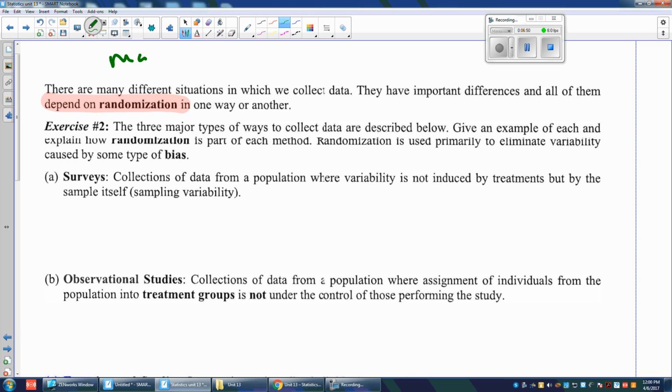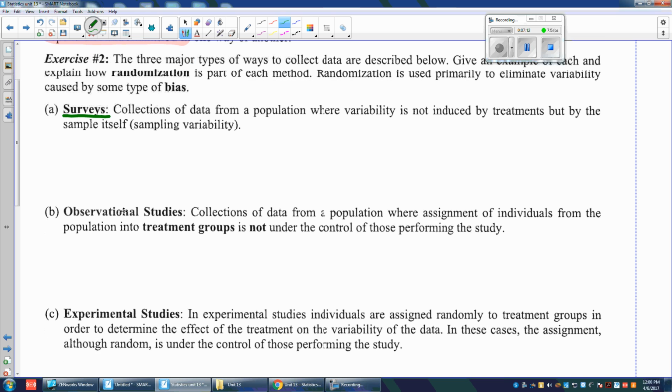It must be random. So how do we make things random? If we do a survey, how can we make sure that it's random? We collect data from a population where variability is not induced by the treatments, but by the sample itself. So let's give an example of a survey that's random. A TV station or a TV network wants to add a new program.